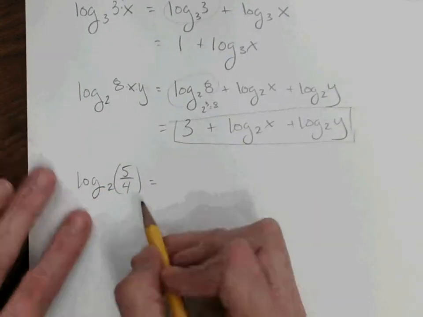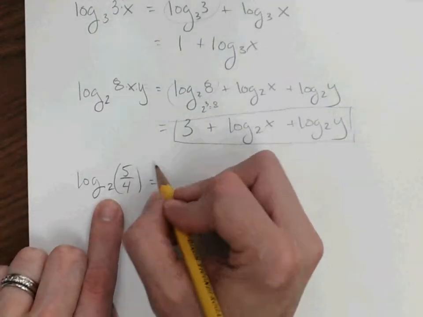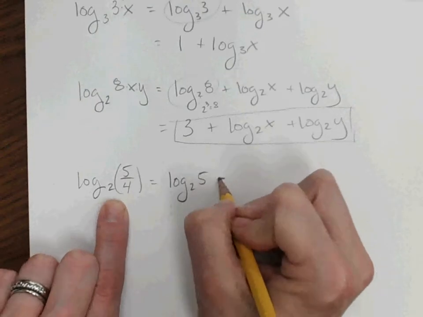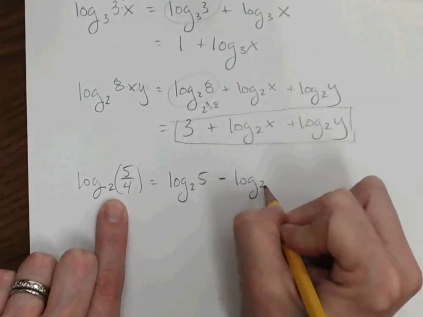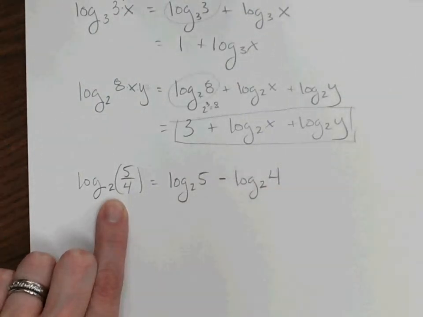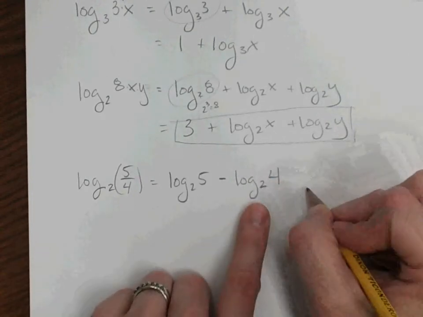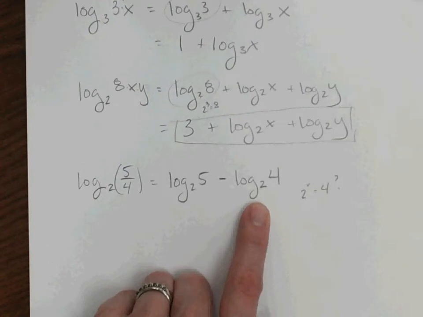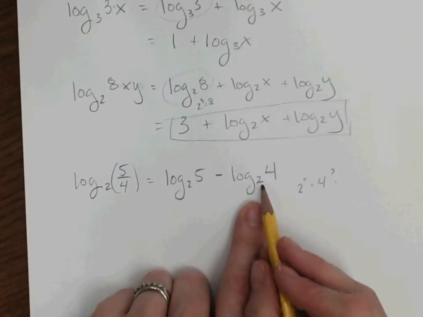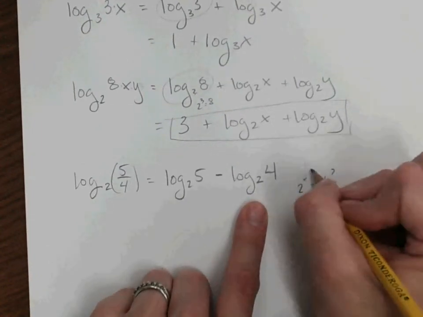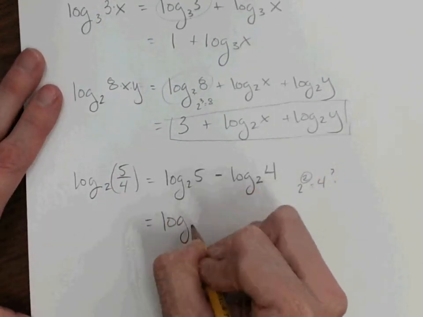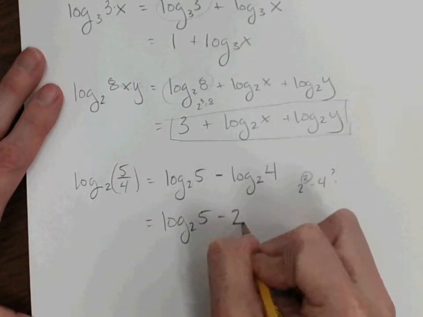Okay, so for this one, I'm dividing, which means I'm going to subtract. I take my top one first, so log base 2 of 5 minus log base 2 of 4. And once again, this is exciting, right? 2 to what power is equal to 4? That's the whole question that's being asked there. And so 2 squared is going to give me 4. So that x has to be a 2. 2 is going to be the answer to that. So I've got log base 2 of 5 minus 2.